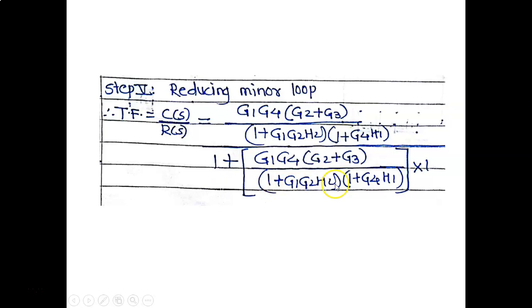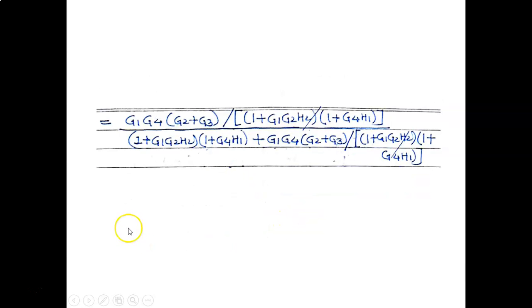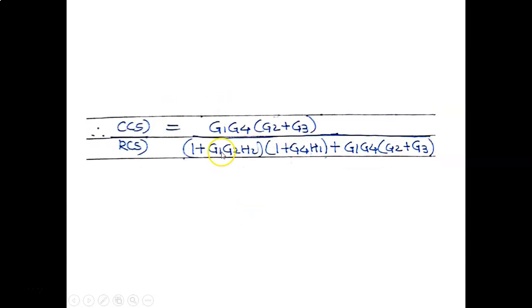Therefore we will do the cross multiplication so that these two terms in the brackets will get cancelled with each other. Therefore they are cancelled with each other, and the final solution we are getting is G1 G4 into bracket G2 plus G3 divided by 1 plus G1 G2 H2 into 1 plus G4 H1 plus G1 G4 into G2 plus G3. This is the final solution. Now next problem.